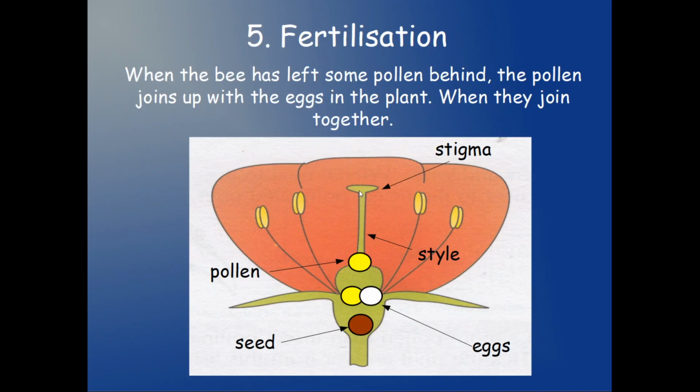And after the pollination, we have fertilization. When the bee has left some pollen behind, the pollen joins up with the eggs. How? The pollen comes down from the style, it joins the eggs, and both of them together make a new seed. This is called fertilization.